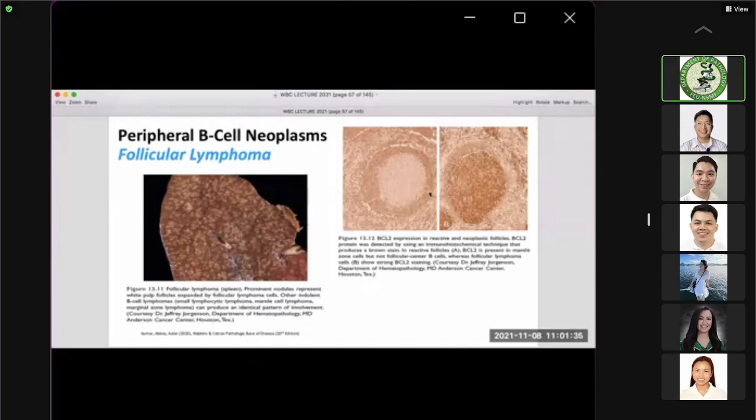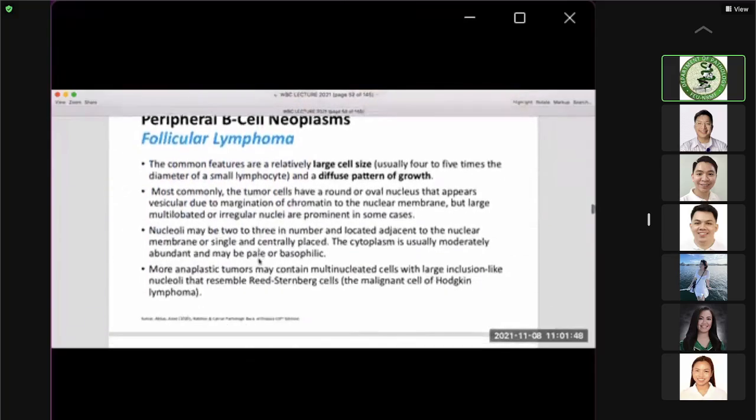And then microscopically, special stain or certain staining procedures can help us determine this type of lymphoma. Okay, so common features are relatively the following: large cell size, 4 to 5 times the diameter of a small lymphocyte. Diffuse pattern of growth, involving the whole area of the lymphoid tissue. Round or oval nuclei, vesicular at that, because of the margination of the chromatin to the nuclear membrane.